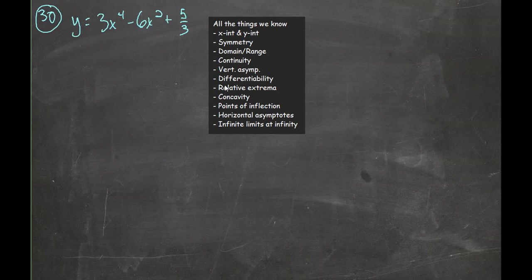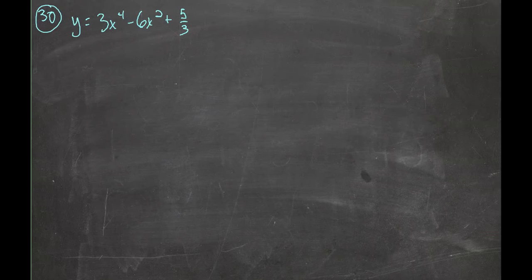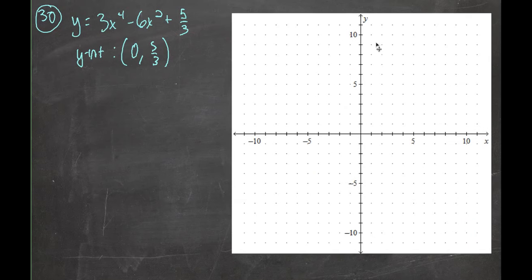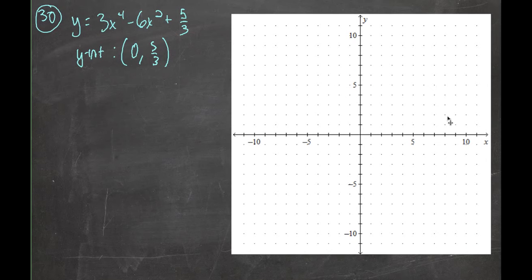How about x and y-intercepts? How do I find those things? Well, first y-intercept, so easy, right? That's when x is 0. So if x is 0, I have a y of 5/3. So the y-intercept is (0, 5/3). All right, so now I can grab this guy right here, do 5/3. That's going to be right about there. Okay.